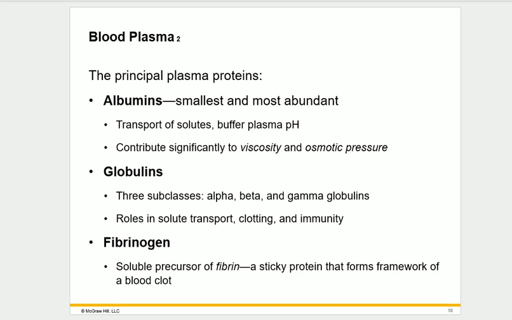Globulins are divided into three subclasses, so alpha, beta, and gamma globulins, going from smallest to largest. They play a variety of roles in solute transport and clotting and in immunity. And then we have our fibrinogens, so soluble precursor of fibrin. So this is the sticky protein that forms the framework of a blood clot. So fibrinogen is majorly involved in the clotting process.